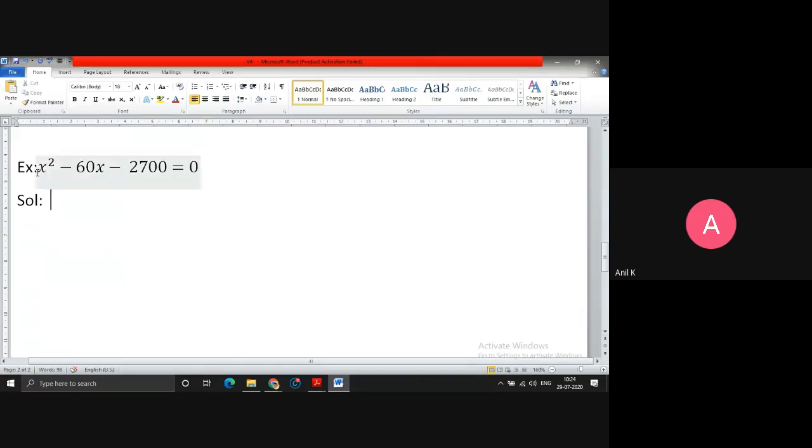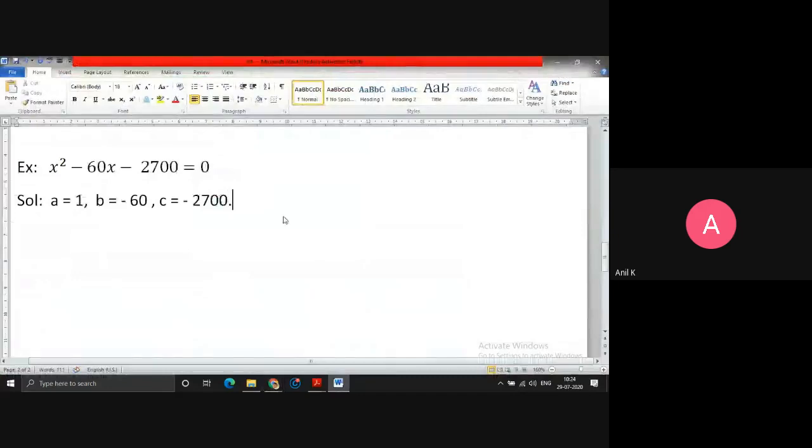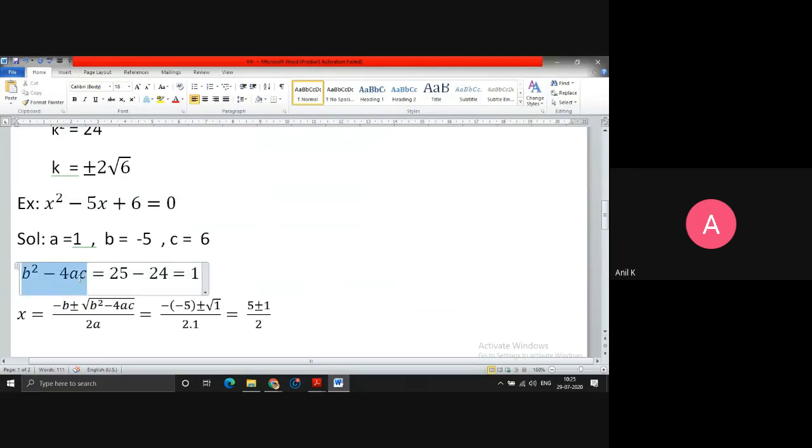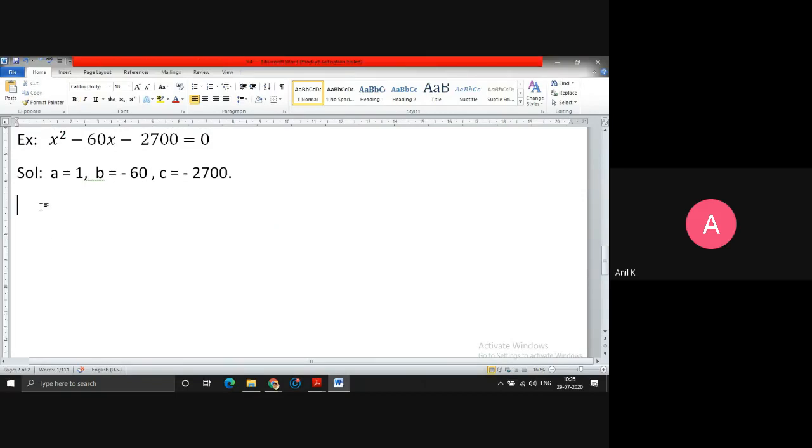Now let me write quickly what the a, b, c values are. I get the a value as 1, the b value as minus 60, and the c value as minus 2700. Here c is also a negative value. Now I have to find the next thing, the b square minus 4ac value. Instead of finding it separately, you can substitute in the formula, but I suggest you first find the b square minus 4ac value, which will be easier.